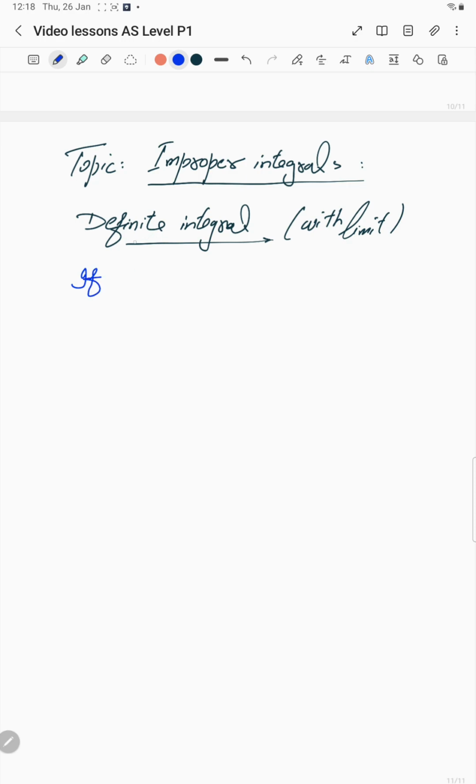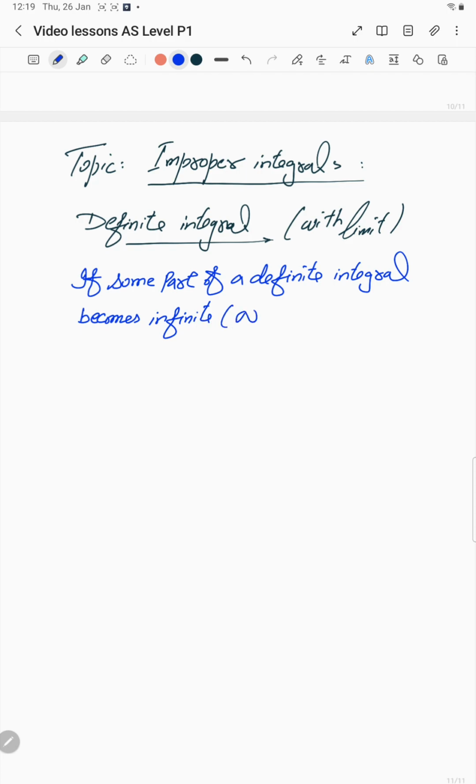Its definition is that if some part of a definite integral becomes infinite. Infinite means you can't define it. Infinity, the symbol of infinity. Then these integrals are known as improper integrals.